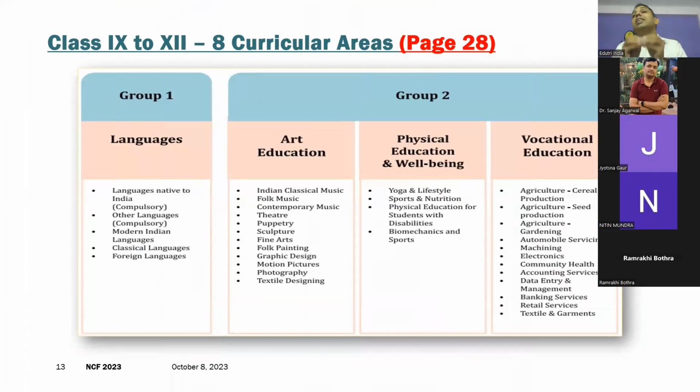So every same combination which bachchas are taking nowadays, I'm repeating, there's a lot of perception that streams will not be there. I'm telling you, streams will be there. Subjects will be the same in class 11th and 12th. No if and but, only one additional language will come.